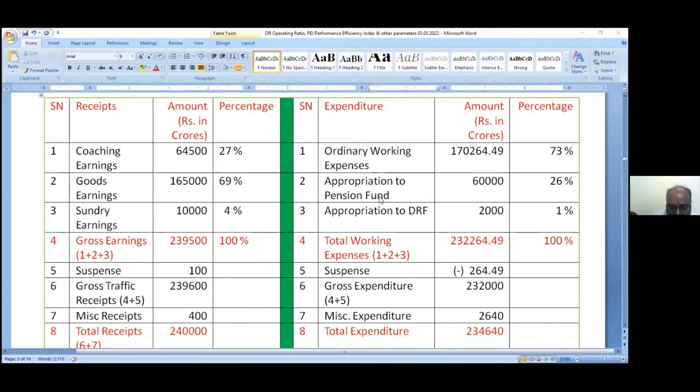The correct answer is 96.98%. We have to round up. So generally the operating ratio will be shown up to two decimals, 96.98. Yeah, please stop the chat box. Please stop. Yeah, here please check.